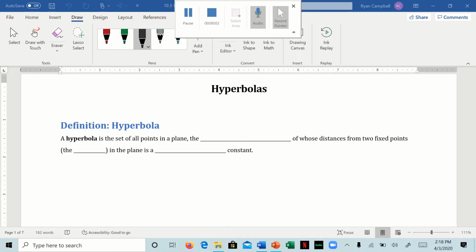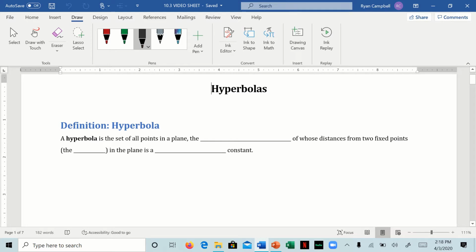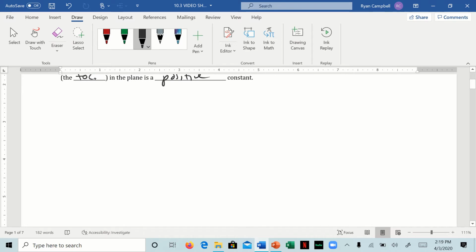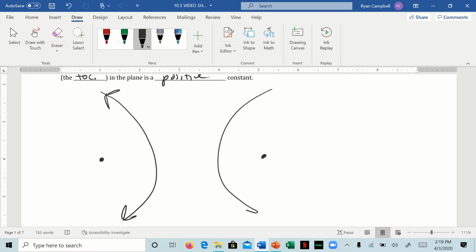Last one, hyperbolas or hyperbolas. It's hyperbola. All right, so a hyperbola is the set of all points in a plane, the difference of whose distance from the foci is a positive constant. So kind of like an ellipse, but this time it's the difference between them, right? So if you have two foci, this is what a hyperbola ends up looking like.